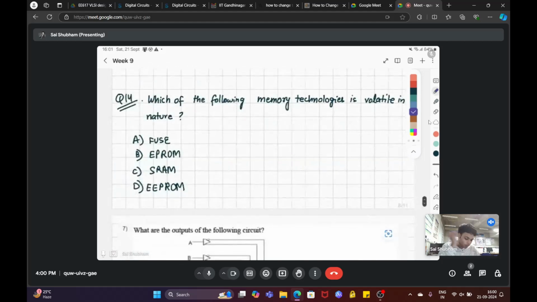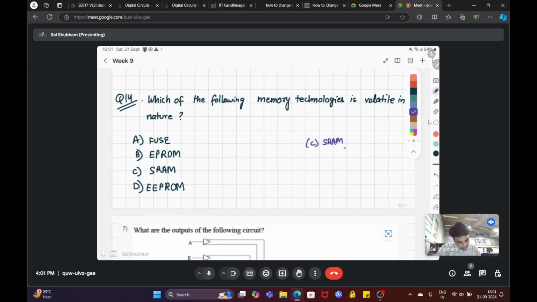The next question is, which of the following memory technologies is volatile in nature? So volatile memory is the one that stores the information as long as the power supply is provided. As you remove the power supply, it will lose its memory. So the correct answer is C, SRAM.